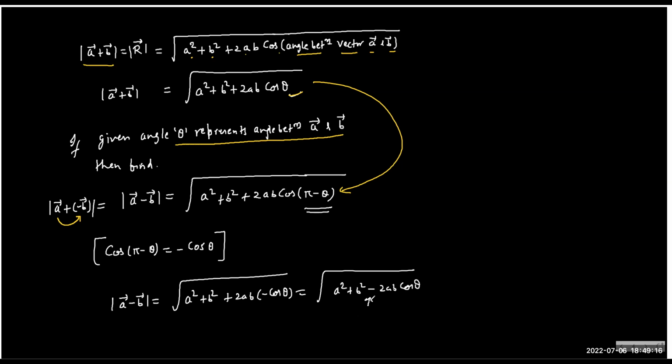So my answer will be positive only, right? The negative is coming why? Because we are choosing some other angle. We are not taking the angle between these two vectors. We are taking the angle between the original vectors A and B. Understood?